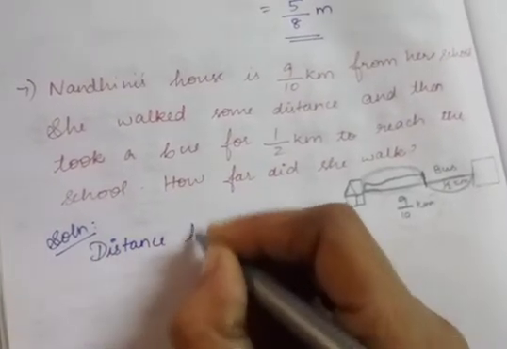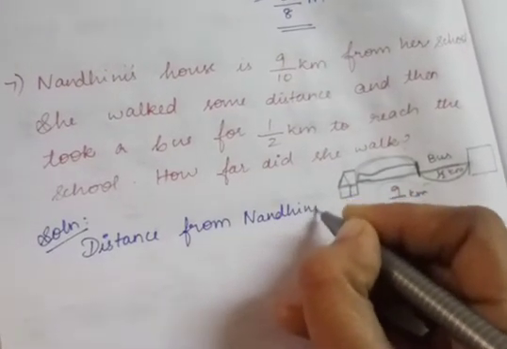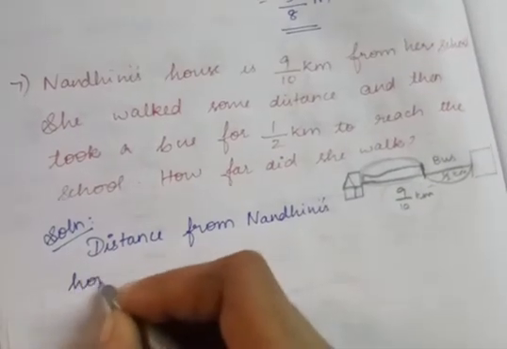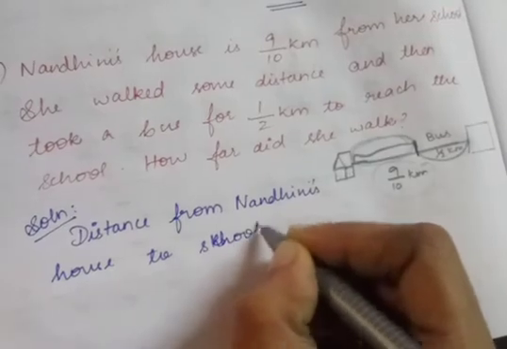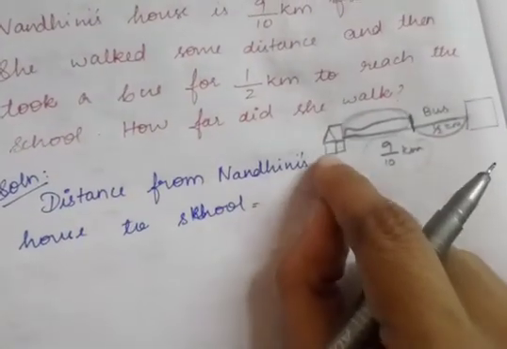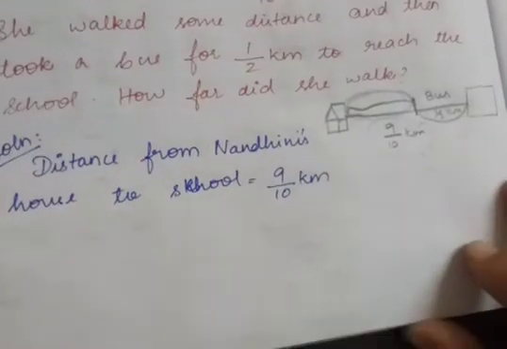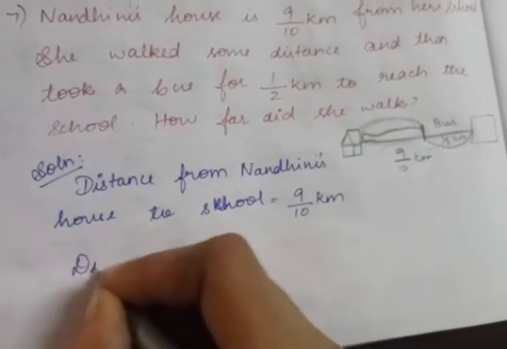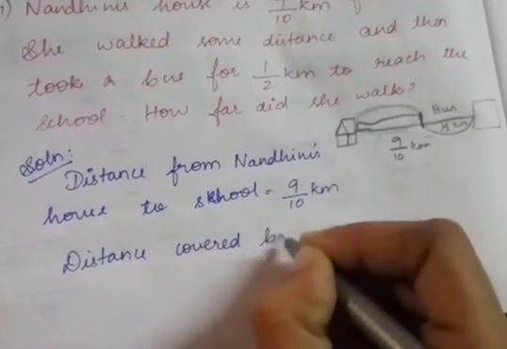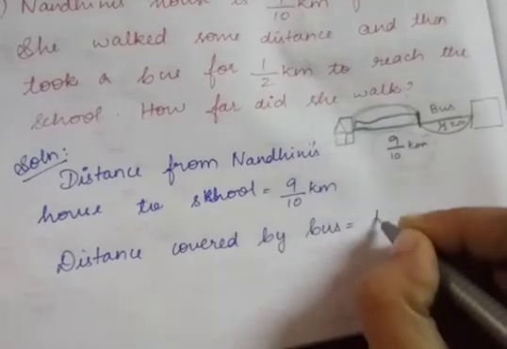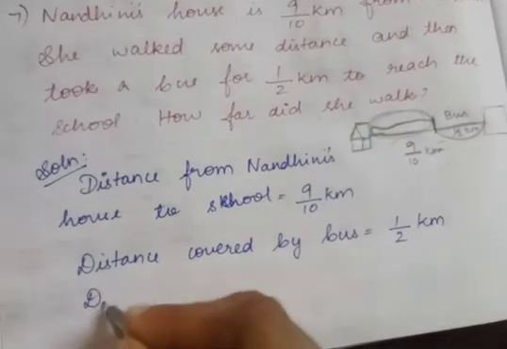Distance from Nandini's house to school. Okay, distance from Nandini's house to school is 9 by 10 kilometer. Yes, distance covered by bus. Distance covered by bus is how much? 1 by 2 kilometer. Yes, okay.